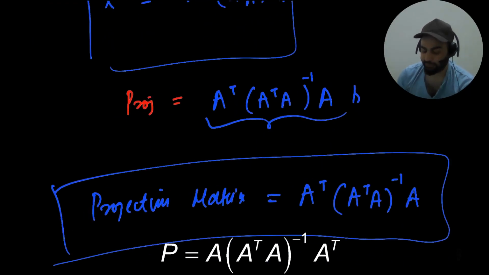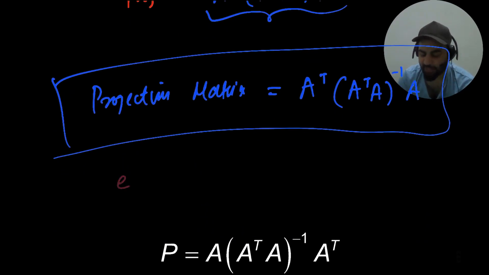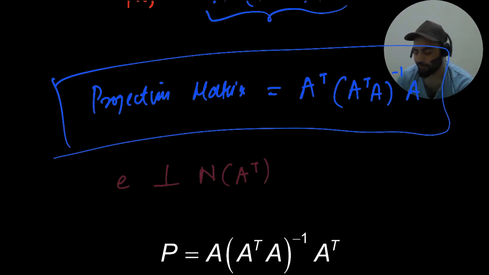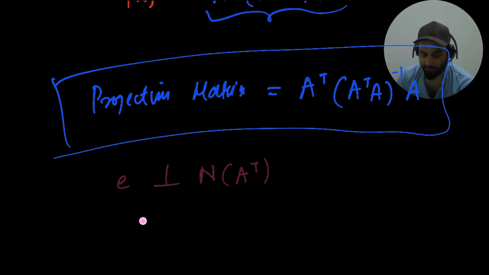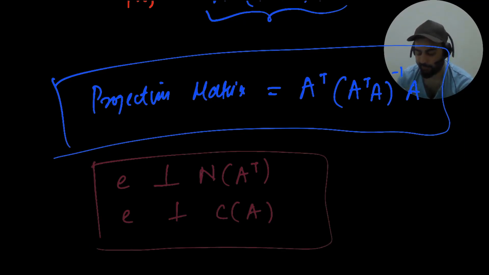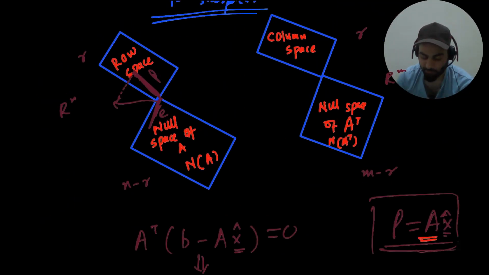I'll just wait for maybe 20 more seconds, just look at this equation. And you know that this E basically is that error vector. It belongs to null space of A transpose. And this E vector is perpendicular to column space of A. These are the two things that you have to remember. Okay, this E vector belongs to null space of A transpose. So I think I wrote it wrong. It should be the other way around. It should be in here.